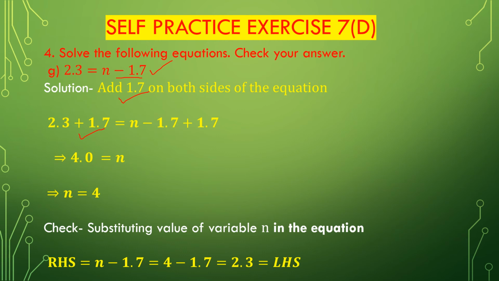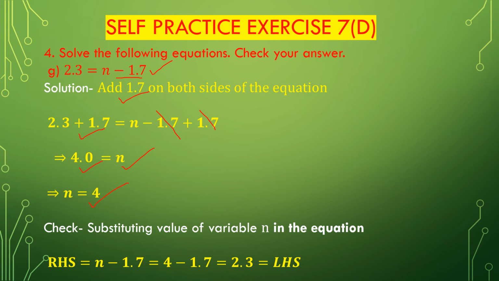Now 2.3 plus 1.7 equal to n minus 1.7 plus 1.7. Here minus 1.7 and plus 1.7, minus plus cancel. So we get 2.3 plus 1.7, which is equal to 4.0, and 4.0 equal to n. That is n equal to 4. The value of n is 4. Now we get the value for the variable n equal to 4.